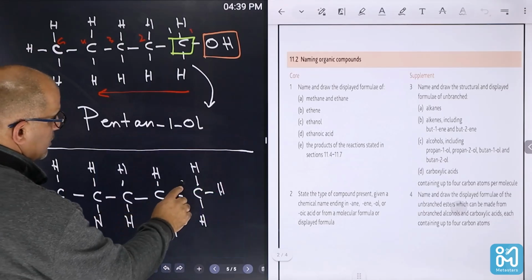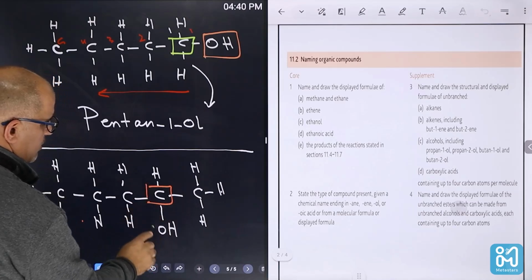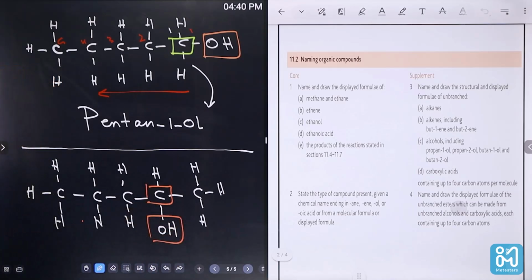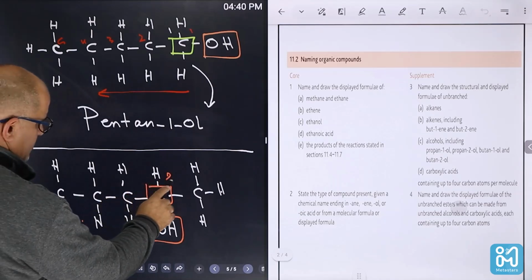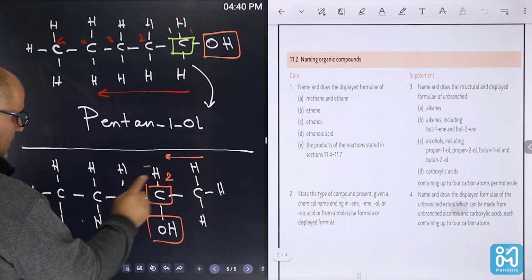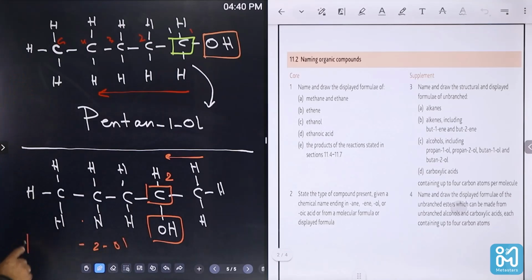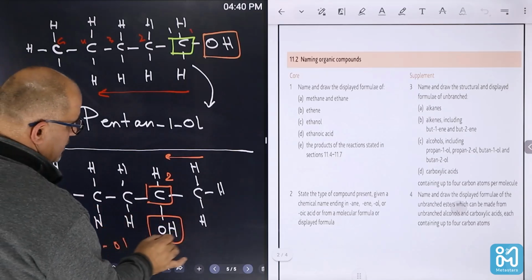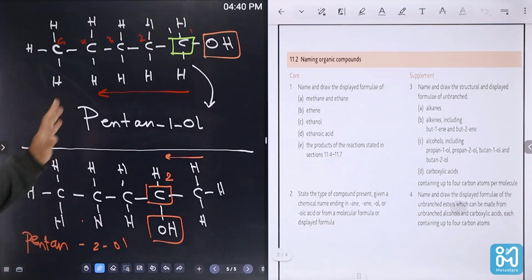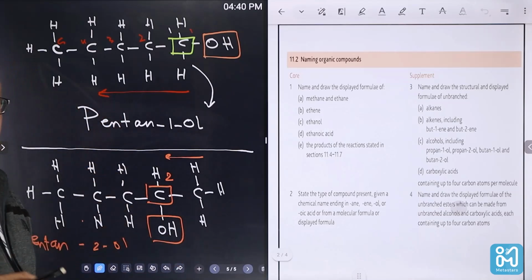Now the functional group comes on the second carbon. So the name of this alcohol, it's number 2 from this side. So it is 2-ol, and its name is pentan-2-ol. So like that you identify the position of the alcoholic group on the second carbon.